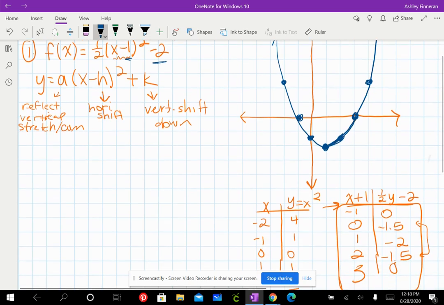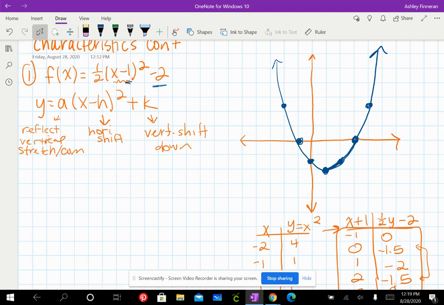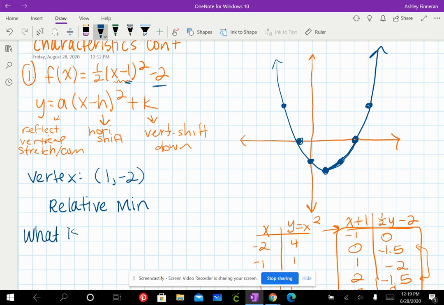All right, so now let's talk about some of the characteristics of this. Obviously, we know the vertex is the point 1, -2. And this point is a relative minimum because it's the lowest point in that area. But if I asked you what is the minimum value of the function, that's the y value of the function. So the lowest, so that's the output. So that would be -2.